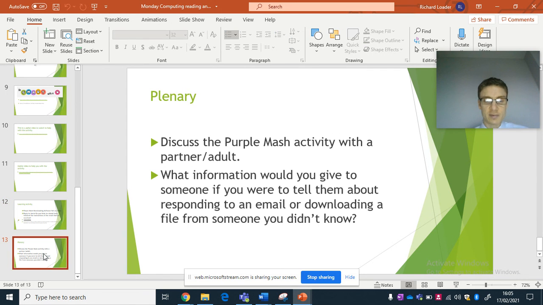And then finally, the plenary. Discuss the Purple Mash activity with a partner or an adult. What information would you give to someone if you were to tell them about responding to an email or downloading a file from someone you didn't know?